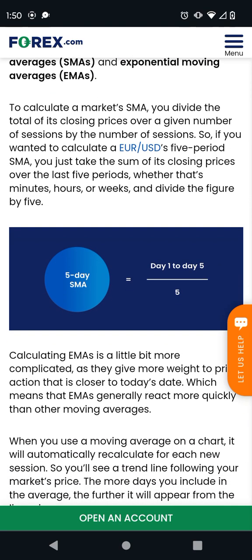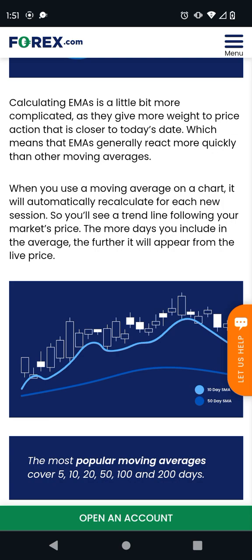To calculate a market's SMA, you divide the total of its closing prices over a given number of sessions by the number of sessions. So if you want to calculate the EUR/USD's 5-period SMA, you just take the sum of its closing prices over the last 5 periods, whether that's minutes, hours, or weeks, and divide the figure by 5. Calculating EMAs is a little bit more complicated, as they give more weight to price action that is closer to today's date, which means EMAs generally react more quickly than other moving averages.